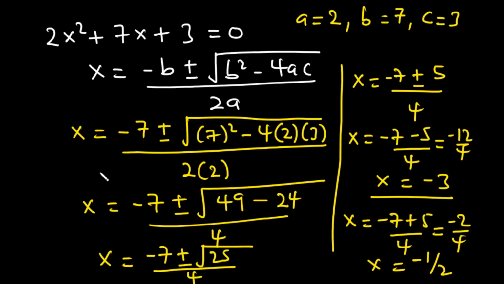So the roots for this particular quadratic equation are x is equal to negative 3 and then x is equal to negative 1 over 2. So this is how to find the roots of a quadratic equation using the general quadratic formula.